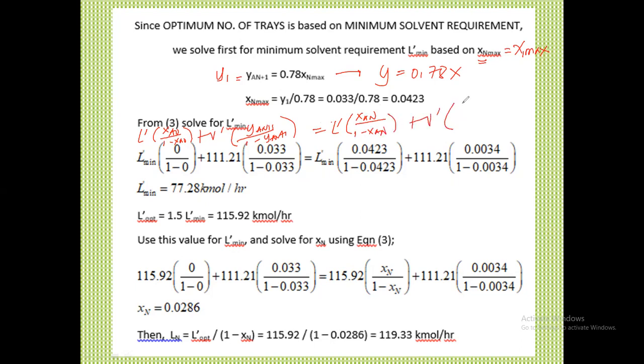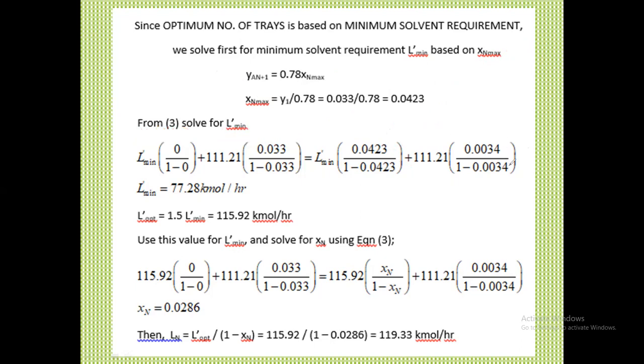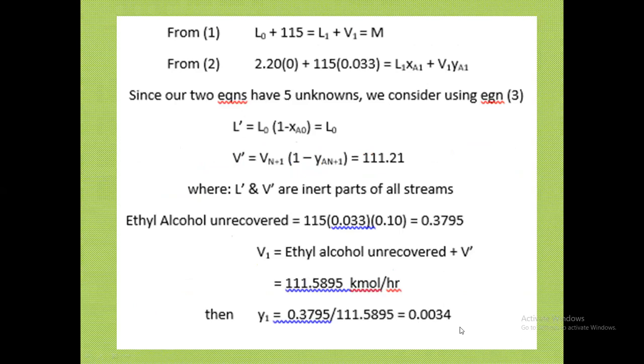You have here V prime, you have here Y1 or YA1, over 1 minus YA1. So we substituted values here. The only unknown is the L prime minimum. It's 0 here because we have a pure solvent. This is the mole fraction of A, ethyl alcohol in our feed gas. This is the X1 maximum, the X An max, we computed from the equilibrium equation. And this one is the computed YA1 that was shown to you in the previous slide. Okay, I will clear my markings first so you would see. So this is your YA1, and we computed it in here on the previous slide. This one, 0.0034, based on the percentage recovery.